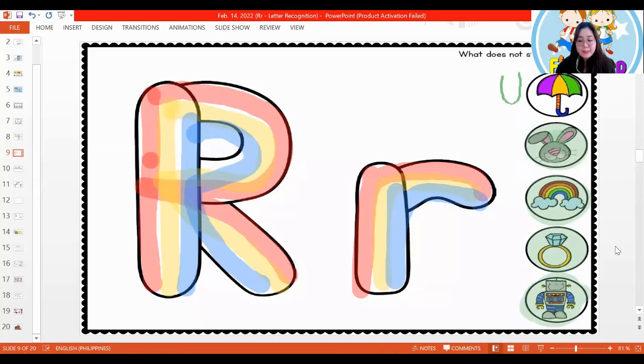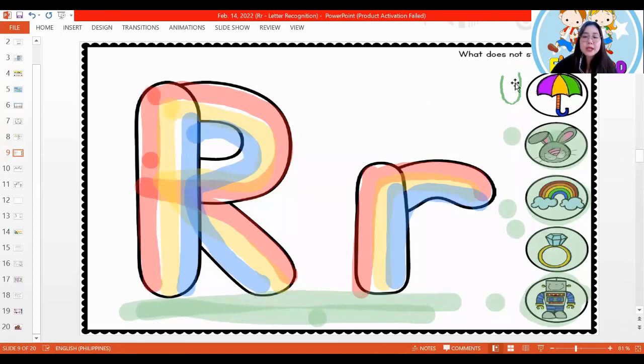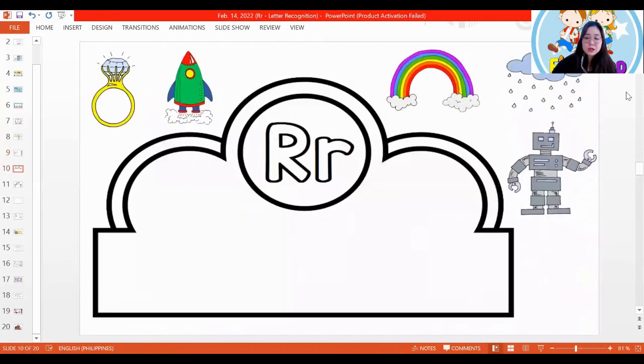R is for rabbit. R is for rainbow. R is for ring. And R is for robot. Now it's time to make our letter R hat. So let's get our letter R hat and let's start by tracing our capital letter R and our lowercase letter R.